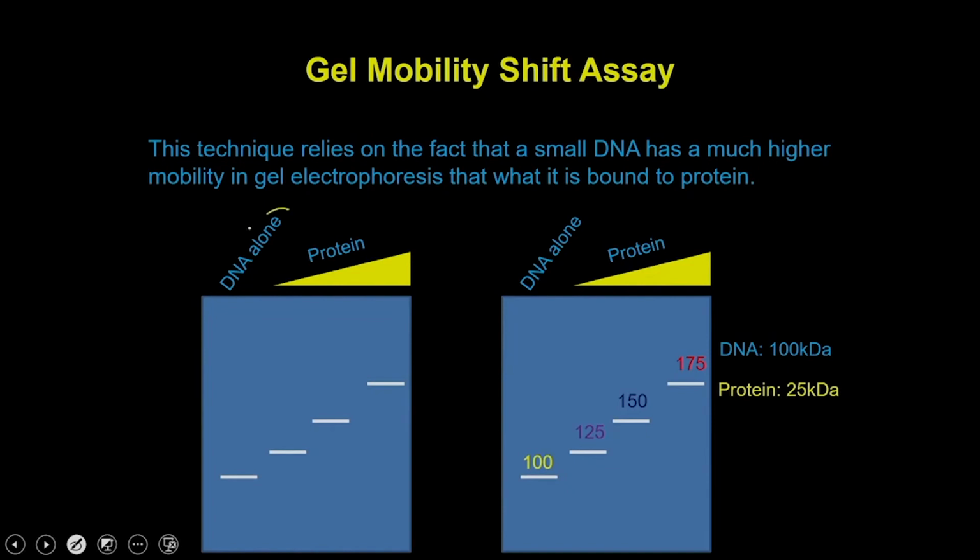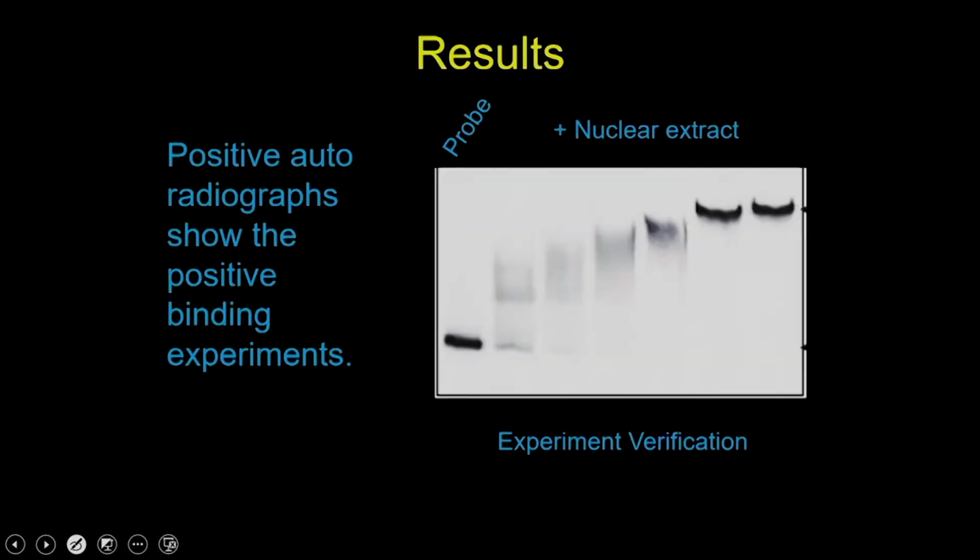And this is what we are doing. We run the DNA alone, or we incubate the DNA with different amounts of protein, and what you will see is that the DNA alone has the higher electrophoretic mobility, and when you add the protein, the electrophoretic mobility reduces, and that's how you get the shift. The results look something like this, where you have the DNA alone, and then when you add the protein, the DNA shifts. This shows the more electrophoretic mobility, and this gives you the less electrophoretic mobility.